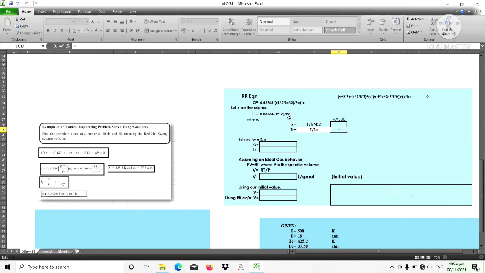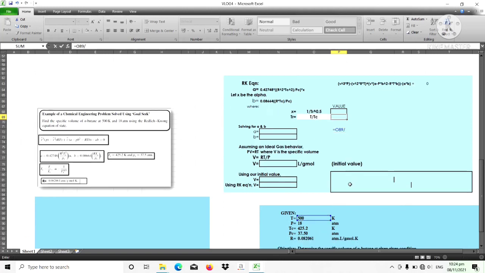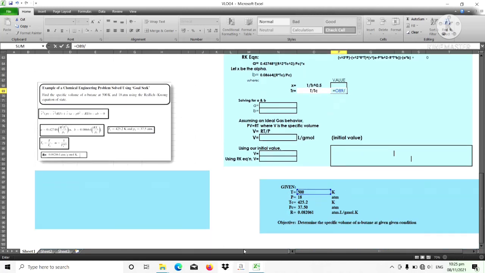Our value for TR, the reduced temperature, is 1.1759.